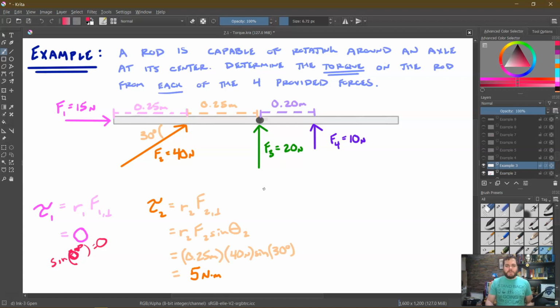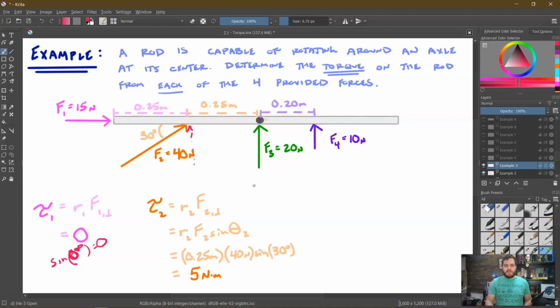Let's look at the second one. I'm going to have RF perpendicular, and my R is 0.25 meters. That's the length of the lever arm from the axis of rotation to the force. And to find that perpendicular part, I'm looking for this piece here, which is the same thing as F sine theta, and that theta is 30 degrees, the angle between the two. So I'm going to use my calculator and do 0.25 meters times 40 newtons times sine of 30 degrees, and I get a torque of 5 Newton meters.